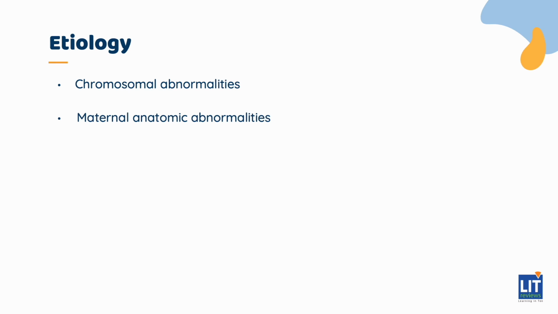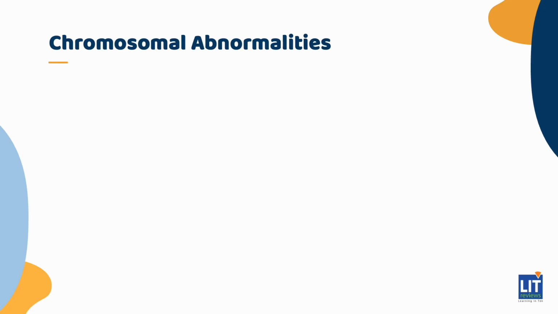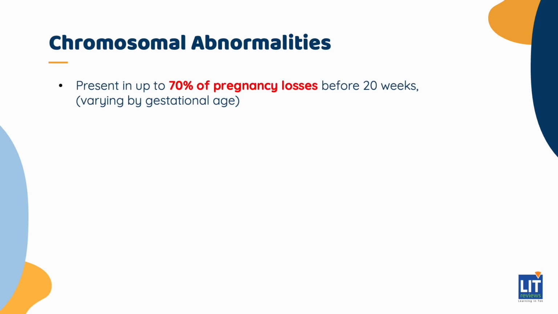Common etiologies of pregnancy loss at any gestational age include chromosomal abnormalities, maternal anatomic abnormalities, and trauma. For individuals with second trimester loss, additional etiologies must be considered. We will go into more detail for the more common causes of pregnancy loss in subsequent slides. Chromosomal abnormalities are present in up to 70% of pregnancy losses before 20 weeks. Prevalence varies by gestational age.